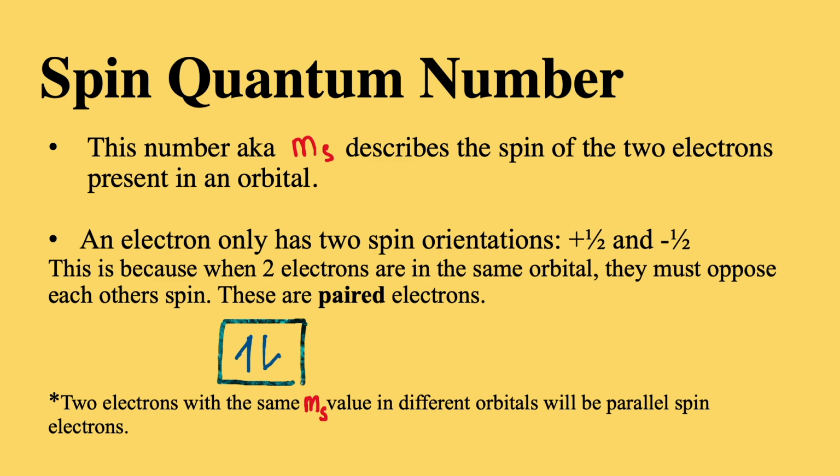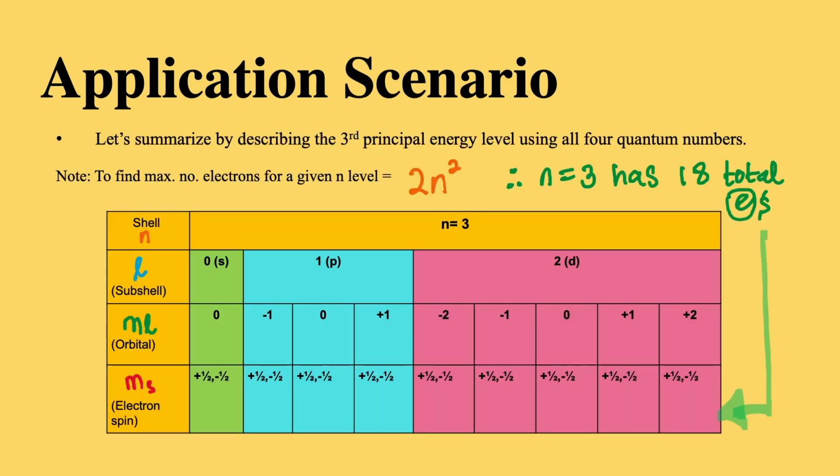spin electrons. Now to summarize, let's describe the electron orbitals of the third principal energy level with all 4 quantum numbers. As you can see, the third principal energy level has 3 subshells with L values of 0, 1, and 2. In other words, the third principal energy level has S, P, and D subshells.